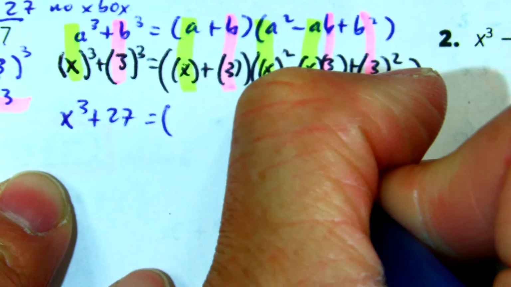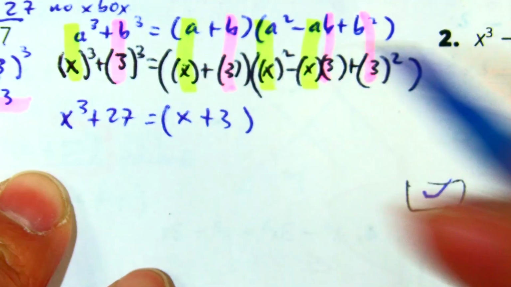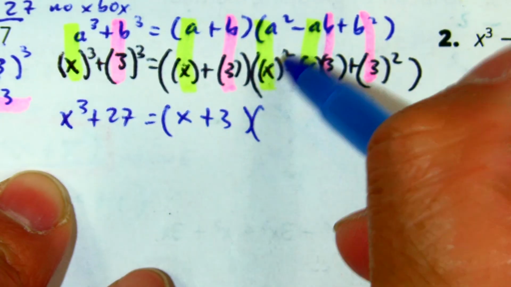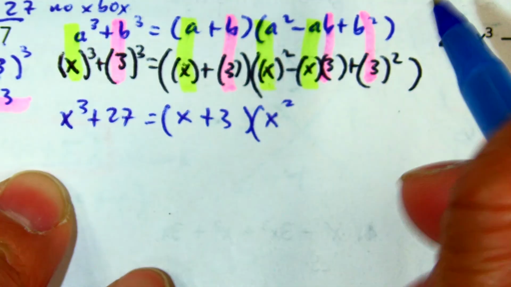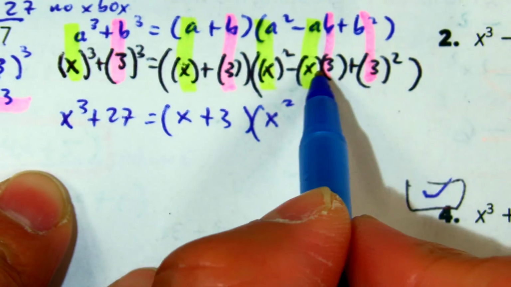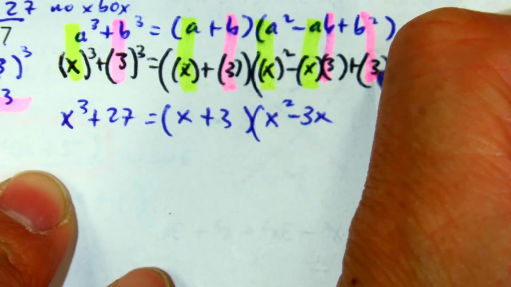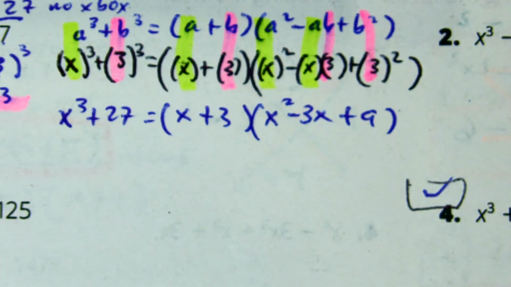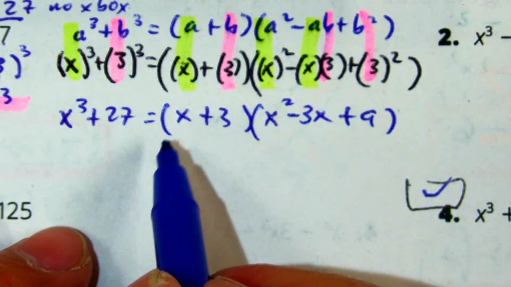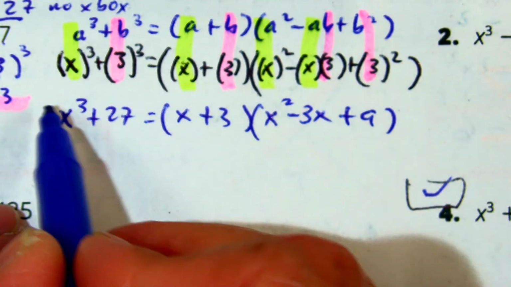Here my binomial is going to read just x plus 3. Here we have x squared, so that's just going to be x squared. X times 3 is 3x, and the opposite of that is going to be negative. And then 3 squared is going to be 9. So if I factor x cubed plus 27, my answer is x plus 3 times x squared minus 3x plus 9.